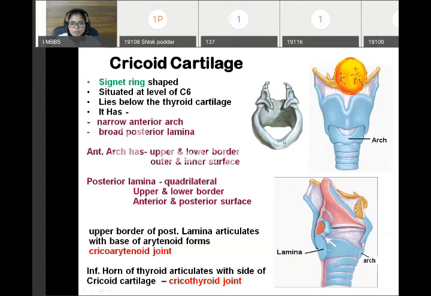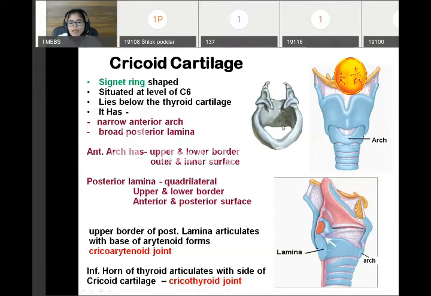Now, this is the upper border of the posterior lamina. This upper border articulates with the base of the arytenoid cartilage and forms one joint. This is the cricoarytenoid joint. It is a synovial variety of joint, and rotatory as well as gliding movements are possible at this joint. The lower border of the posterior lamina articulates below with the trachea, and it gives attachment to the trachealis muscle.